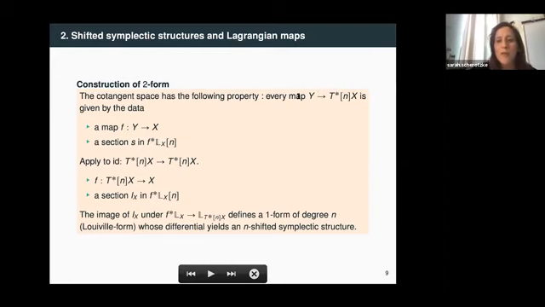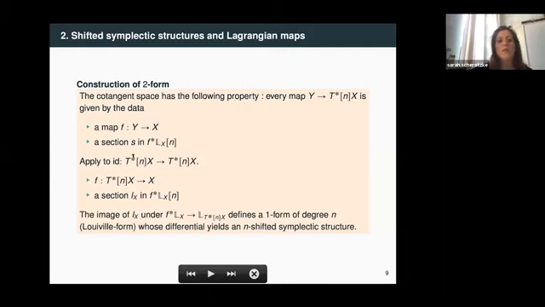Every map to the cotangent space is given by two sets of data. The first one is a map of derived stacks from Y to X, and the second one is a global section in the pullback of the cotangent complex of X shifted by n, pulled back along the first map f.